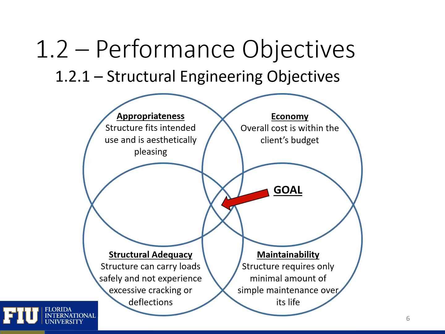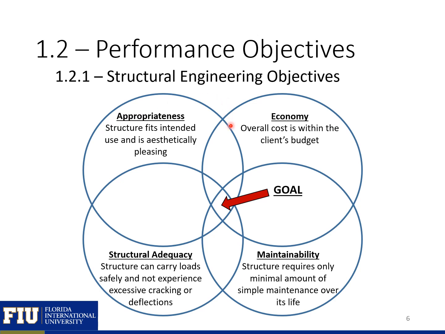There are four main structural engineering objectives that we must achieve when designing a structure. The first is appropriateness. So our structure needs to fit its intended use and it needs to be aesthetically pleasing. If it doesn't fit its intended use, then it's not functional, and if it's not aesthetically pleasing, then people won't enjoy coming to it.